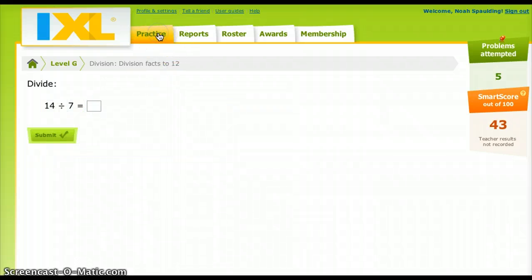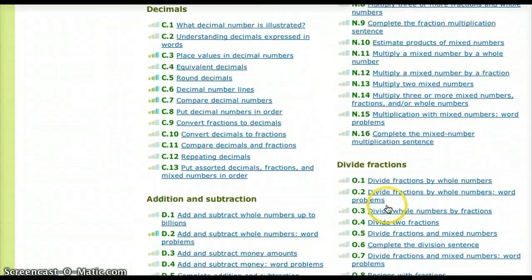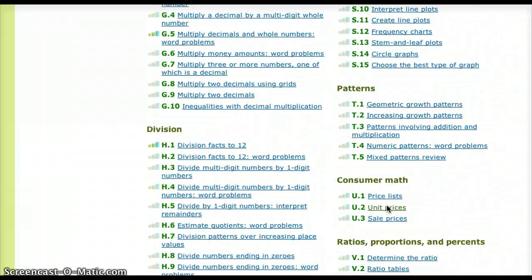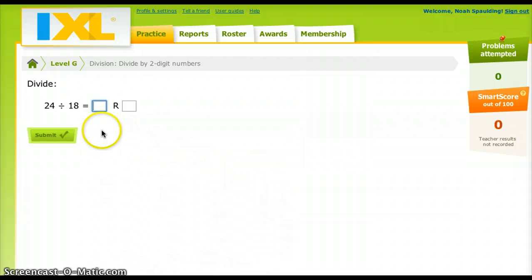Okay. All right, let's go to our last skill for this week, and our last skill for this week is H10. Divide by 2-digit numbers. In this case you're saying to yourself, what times 18 would give me as close as I can to 24 without going over? And I know that's 1. 1 times 18 is 18. How many would be left over? The remainder is how many are left over. In this case, it is 6.